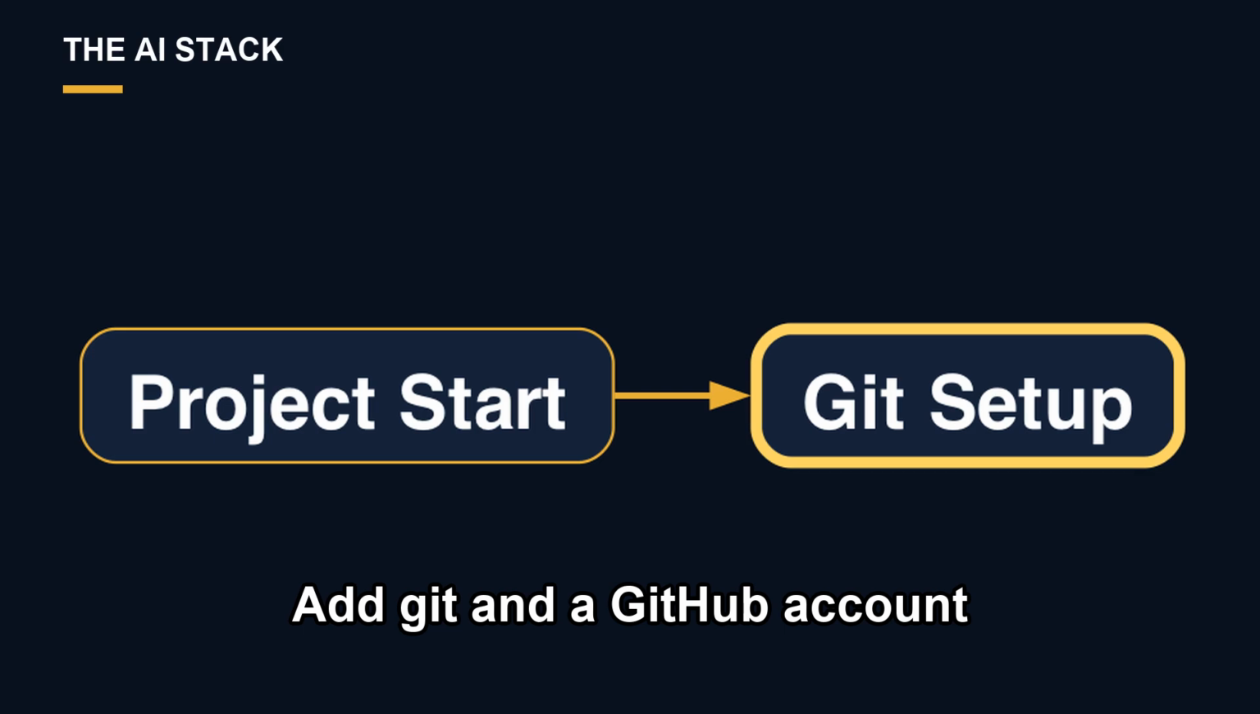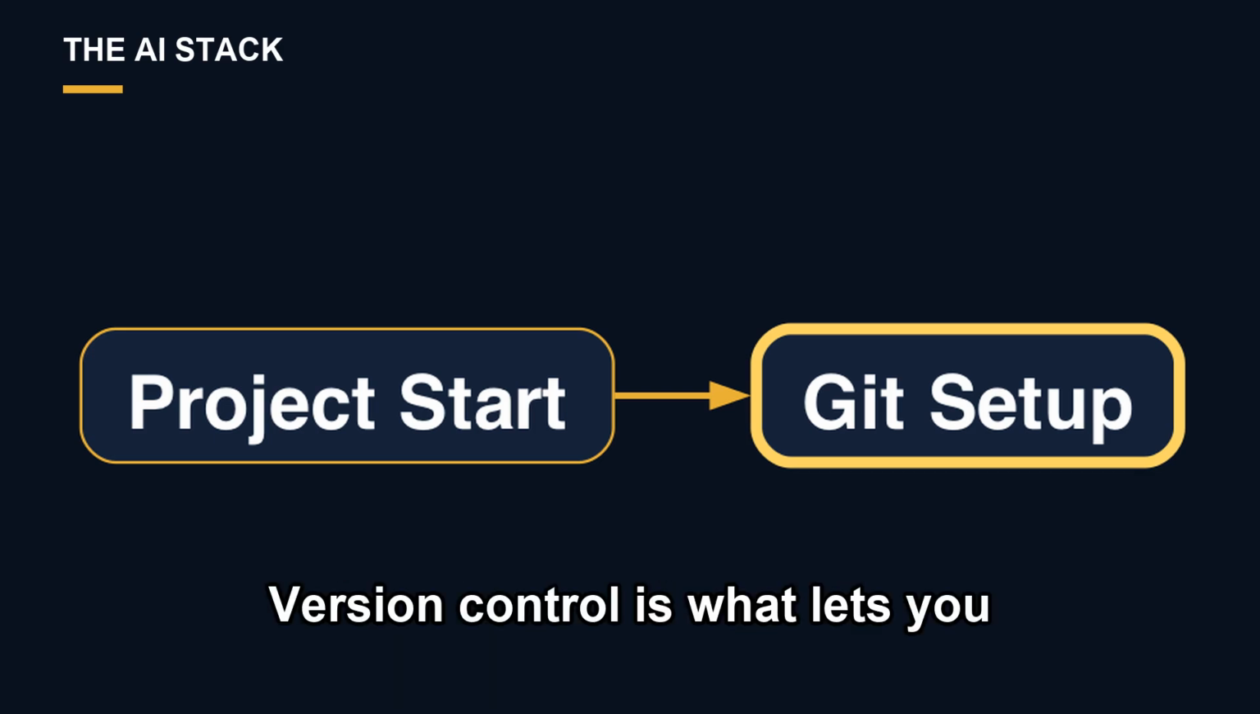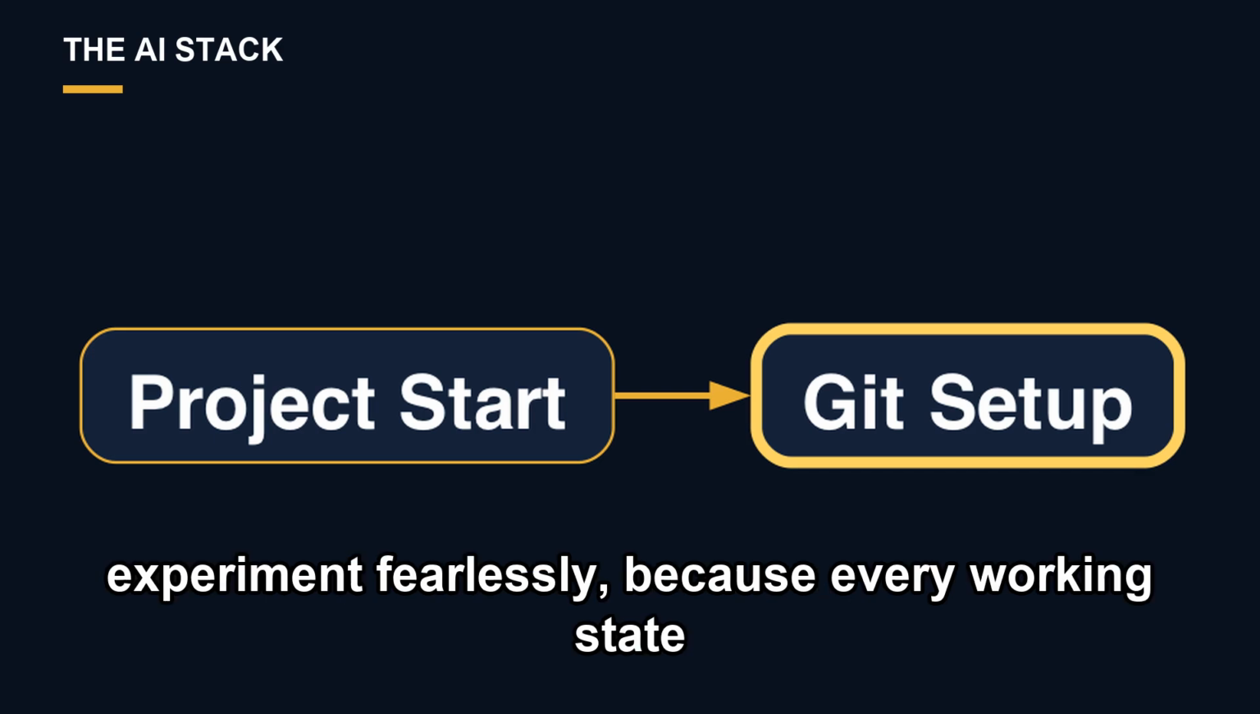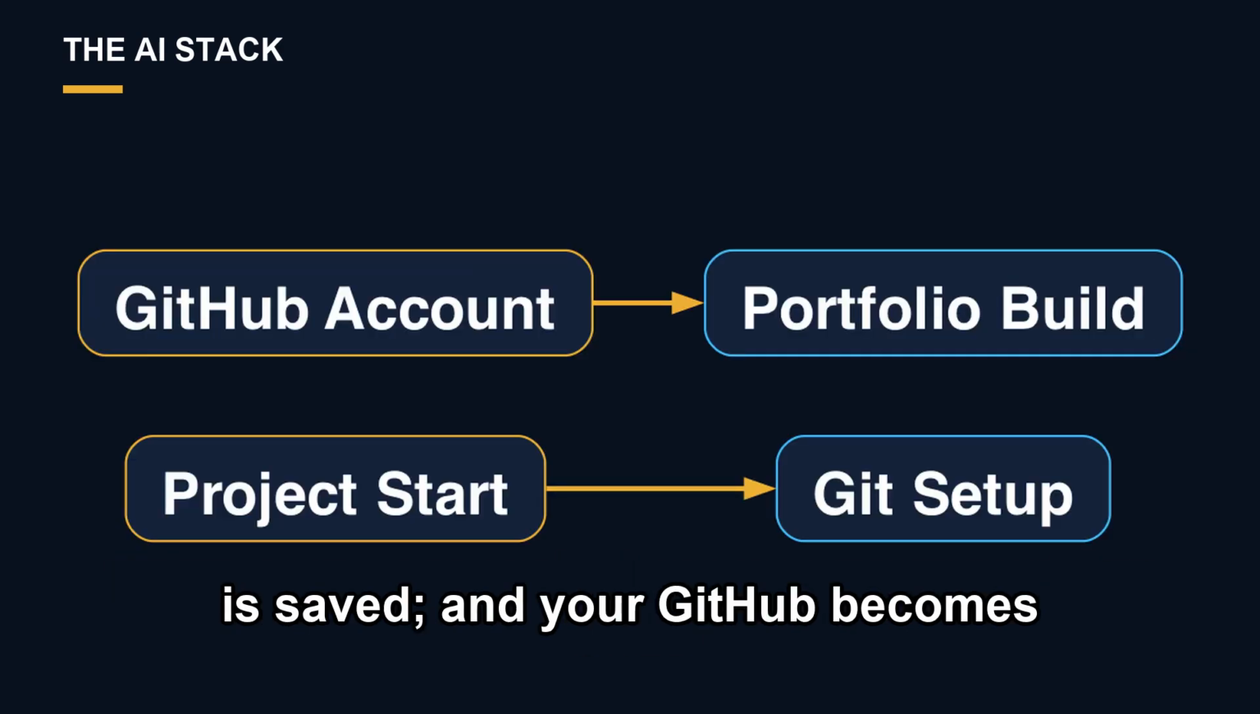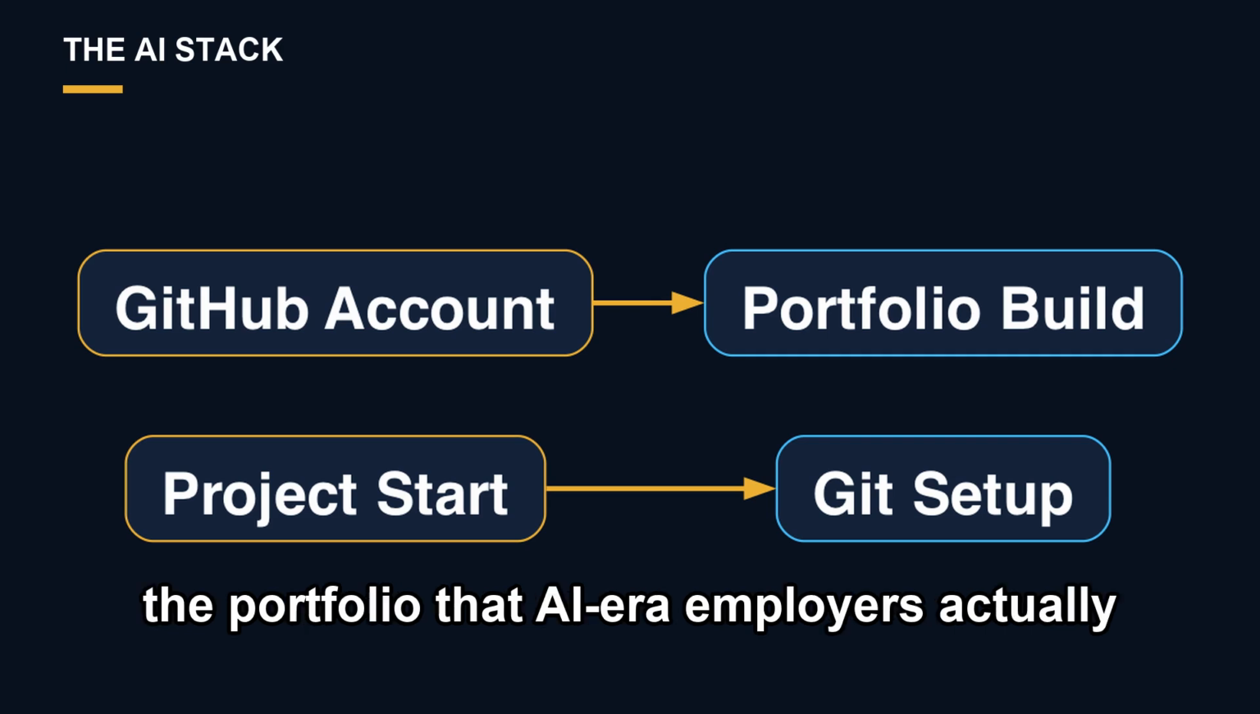Add Git and a GitHub account from the very first project. Version control is what lets you experiment fearlessly because every working state is saved, and your GitHub becomes the portfolio that AI-era employers actually read.